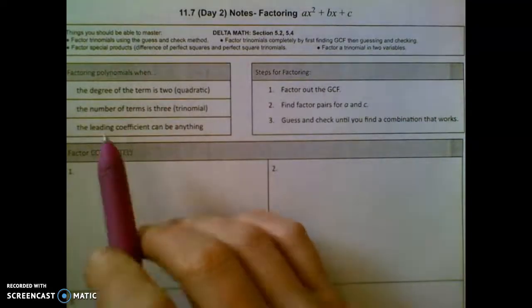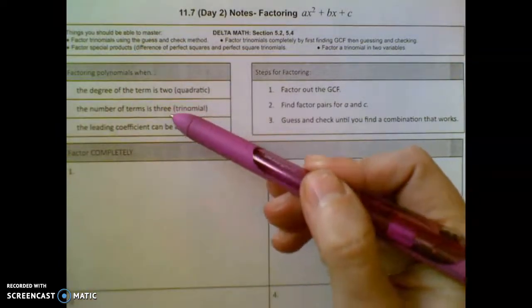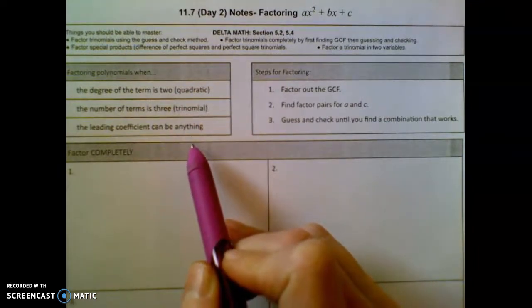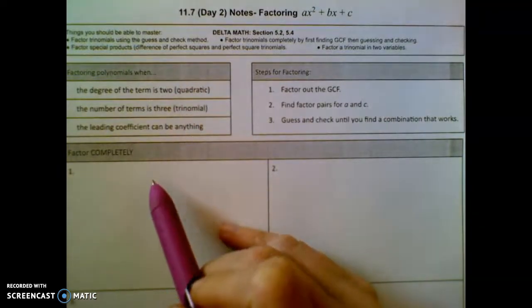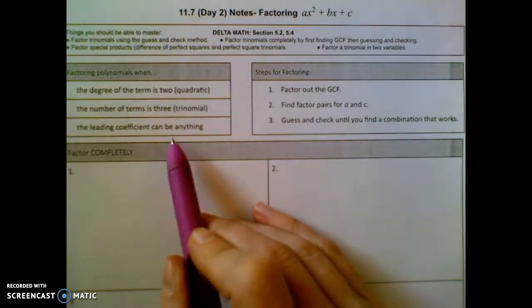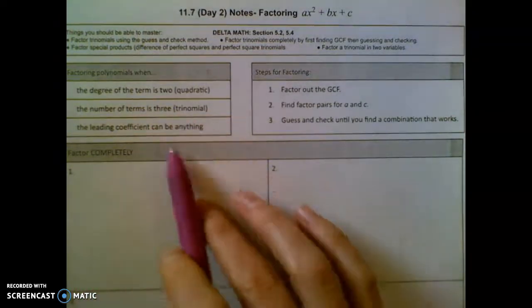Today we're going to be talking about factoring polynomials of degree 2 that have 3 terms and a leading coefficient of anything. We've just talked about a leading coefficient of 1 using the x method, and yesterday we learned about a prime leading coefficient, so there wasn't that much variability in the beginning. But today we're going to talk about A could be anything.